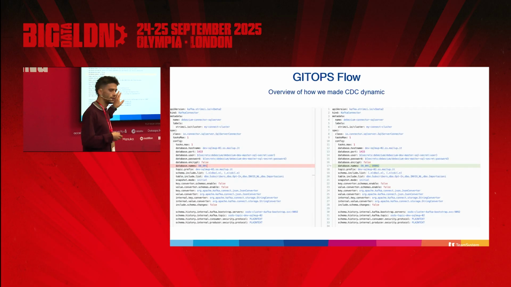So here we have an example of the commit that FastAPI did. For example, here we have added one database in the database.names list.